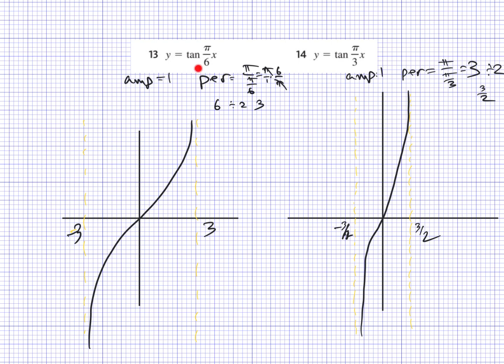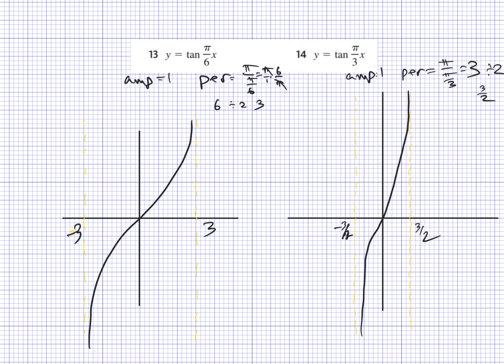Okay, number 13. Again, we're not shifting left or right. So we still have our origin. That's where we're going through the x-axis. But our period is pi over the coefficient. Pi over pi over 6 is pi times the reciprocal, 6 over pi. Cross those out. And so our period is 6. Divide it into 2 equal pieces. That means you have 3 on the left and 3 on the right. And that's where your asymptotes are.